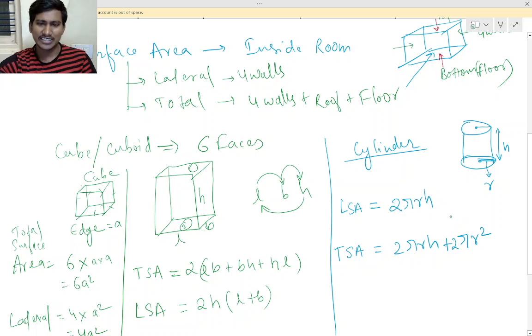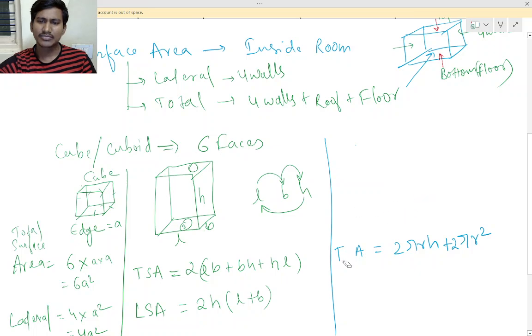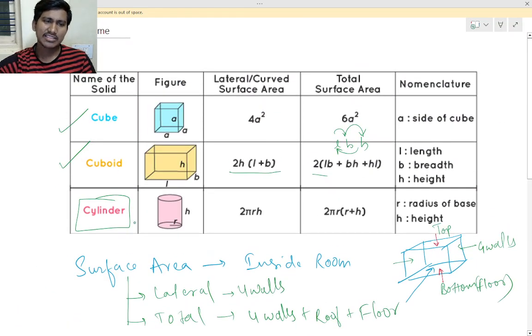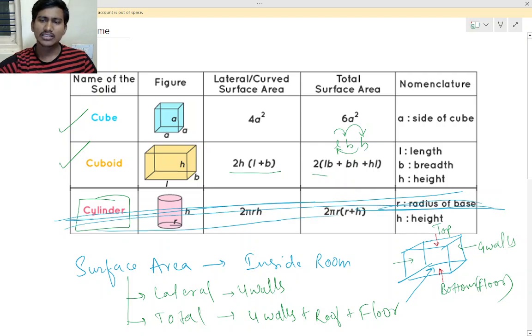Generally they will not ask. Don't remember this cylinder, it is not required, I think. I forgot. You don't need to remember cylinder. They will not give it. Okay, leave it. You only remember cube and cuboid. Understand? Cylinder will not come.